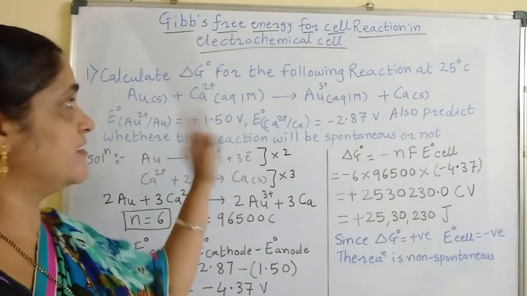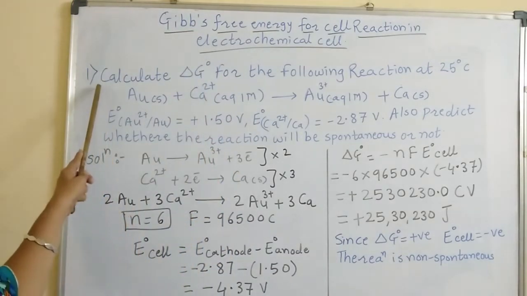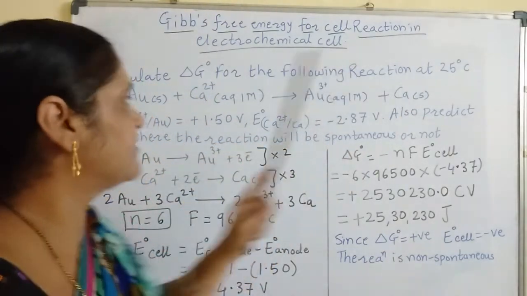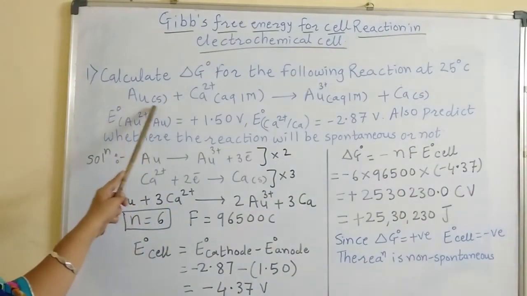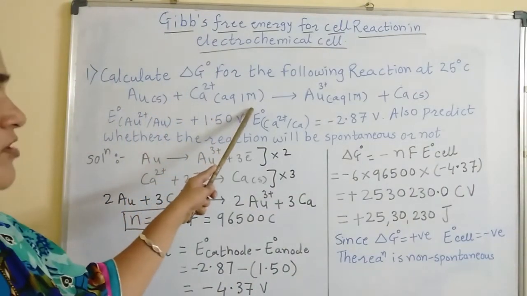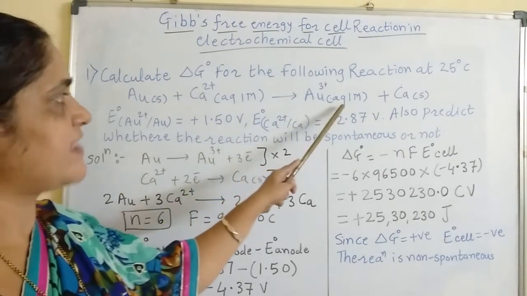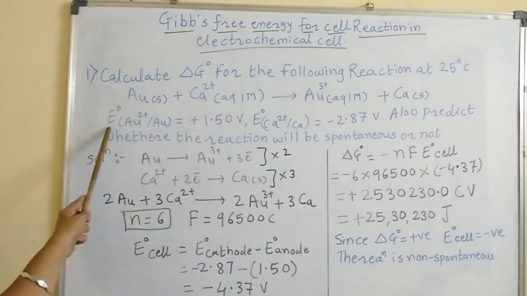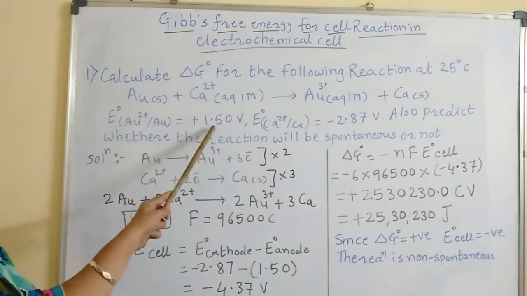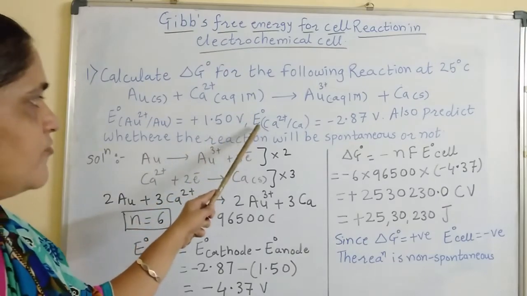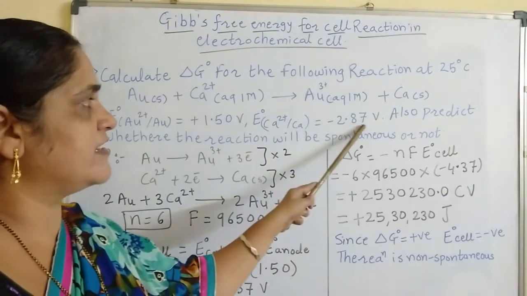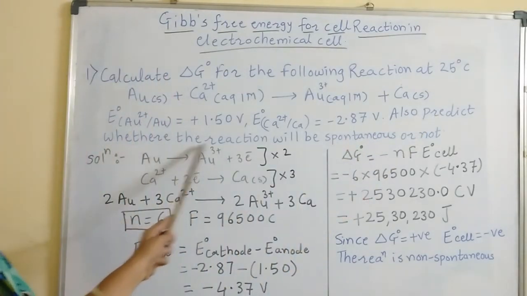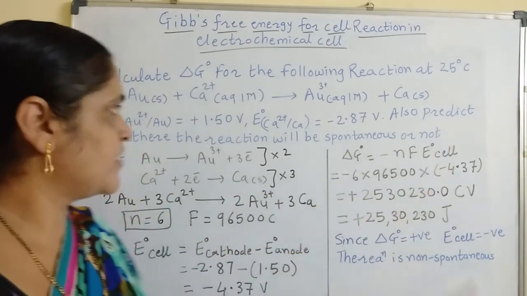Now we are going to solve numericals related to this Gibbs free energy change. The first numerical is: calculate delta G naught for the following reaction at 25 degrees Celsius. The reaction is Au solid plus Ca2+ aqueous, 1 molar concentration, gives Au3+ aqueous, 1 molar concentration, plus Ca solid. Here the E naught for Au is given, that is plus 1.50 volt, and E naught for Ca is minus 2.87 volt. It is also asked to predict whether the reaction will be spontaneous or not.